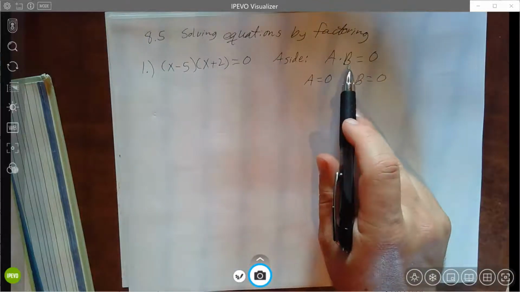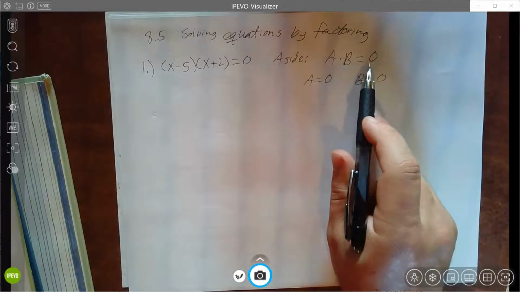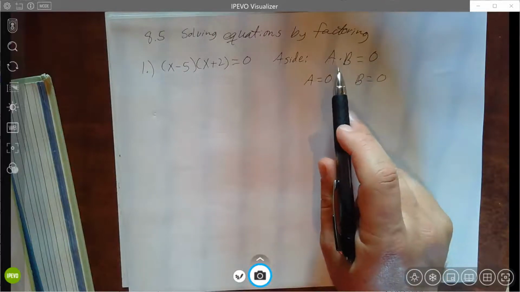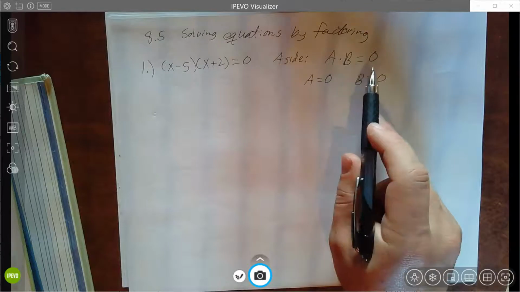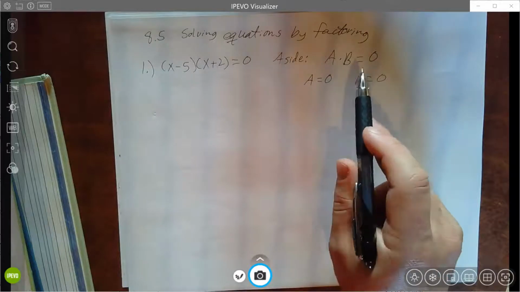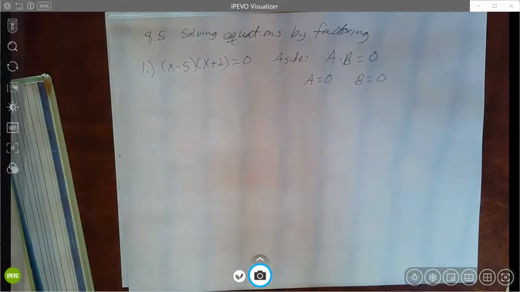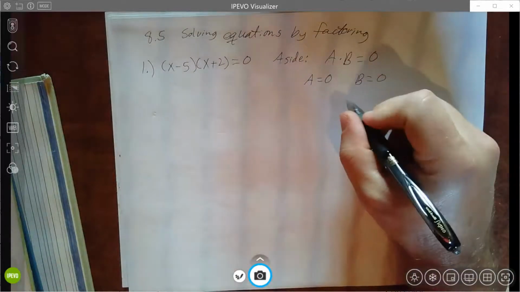If a is 0, no matter what b is, 0 times anything is 0. Or if b was 0, it wouldn't matter what a is. Anything times 0 is 0. Or if both of them are equal to 0, it's still true as well. If either one or both are equal to 0, we have a true statement. That doesn't work for any other number.